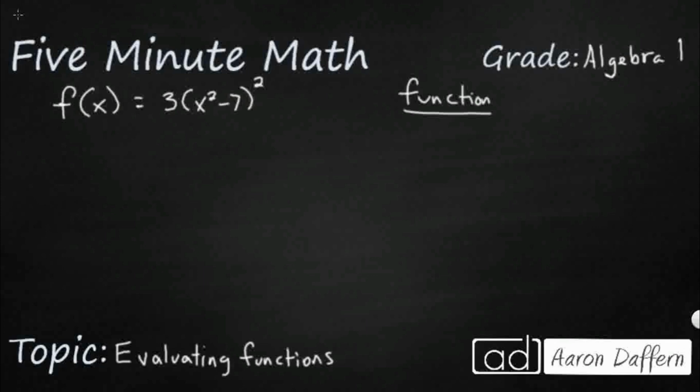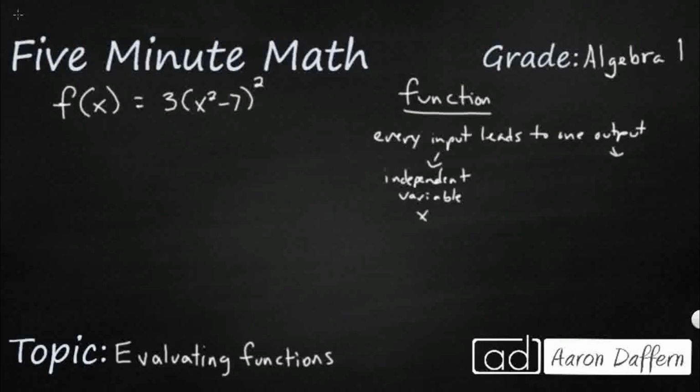Now, this is something we've been looking at for a few years, not just Algebra 1. We started looking at it in 8th grade really closely. So a function is a mathematical relationship where every input leads to just one output. And when we're talking about inputs and outputs, we're talking about our independent variables, and then we're talking about our dependent variables. Typically our independent variables are going to be your x's, and your outputs are going to be your dependent variables, and those are typically going to be your y's.